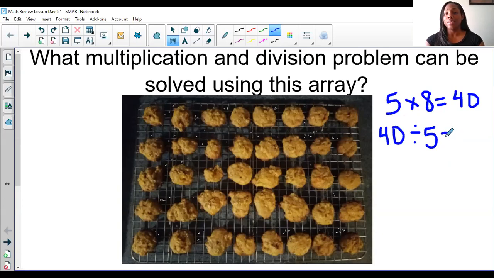And then my quotient, what should my quotient be? Well, I've already used the 40. I've already used the 5. So all that's left is this factor up here, which is 8. And 8 is my quotient, or my answer, for my division problem. So these are the multiplication and division problems that we can come up with just by looking at this array.